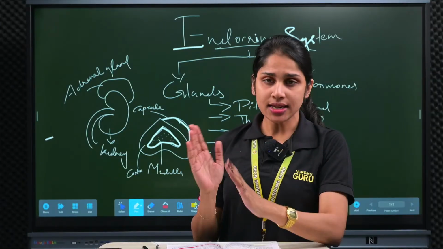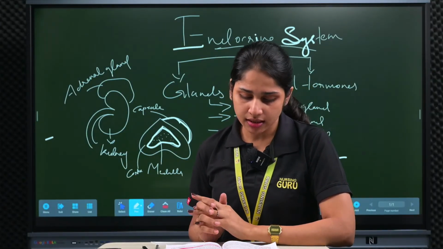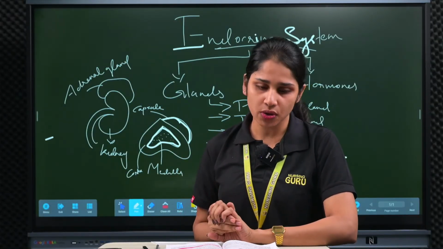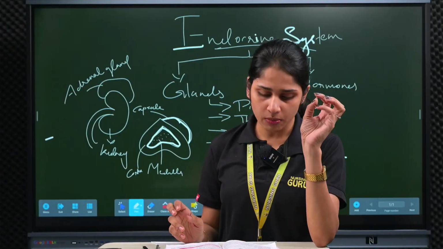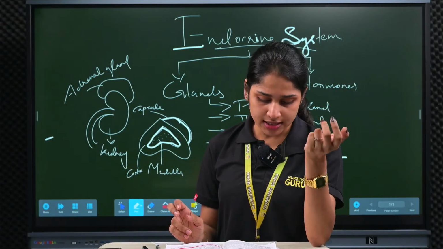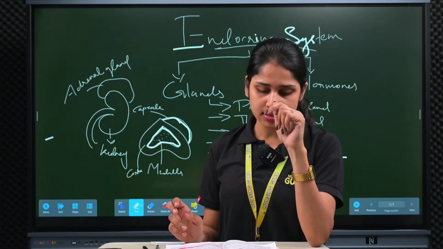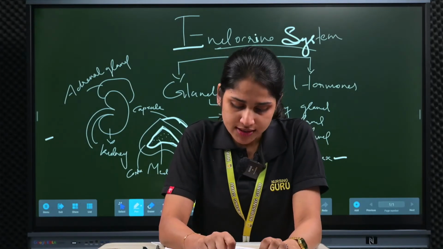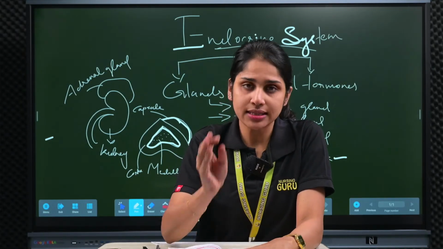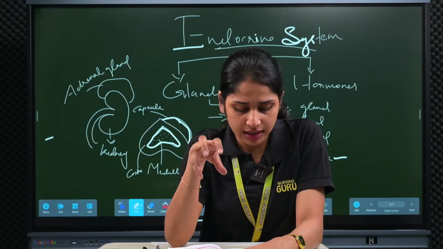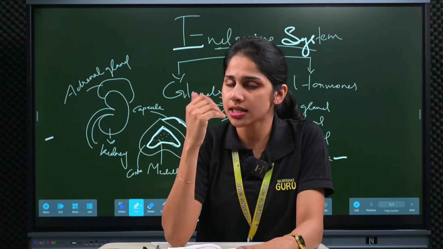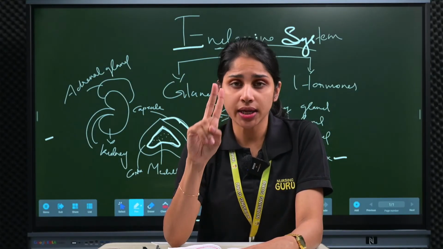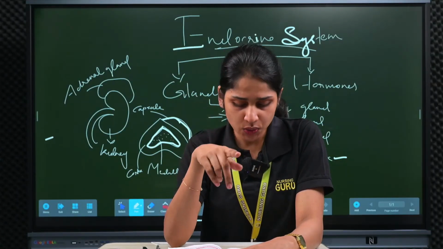In the adrenal cortex there are distinct zones, each one secreting different hormones. The first is zona glomerulosa, the second is zona fasciculata, and the third is zona reticularis. Zona glomerulosa is the outer zone, lying just beneath the connective tissue capsule. Next, zona fasciculata is the middle zone.